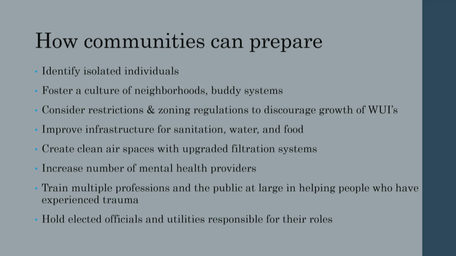So yeah, identifying isolated individuals, who tend to be some of the people at the highest risk. And then we are building more and more in the wildland-urban interface, the WUIs, and what we might consider is restricting and zoning regulations to discourage growth in those areas, or incentives and disincentives for that. And then I was talking earlier about mental health providers. I think that's an important one.